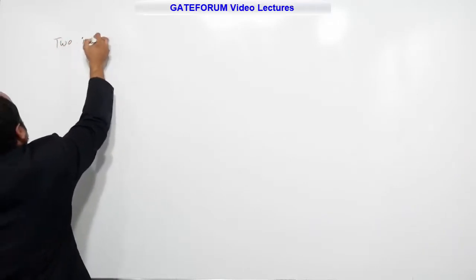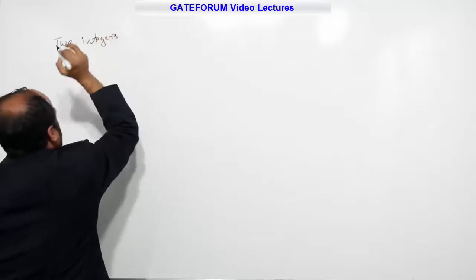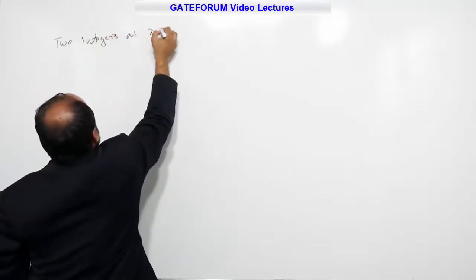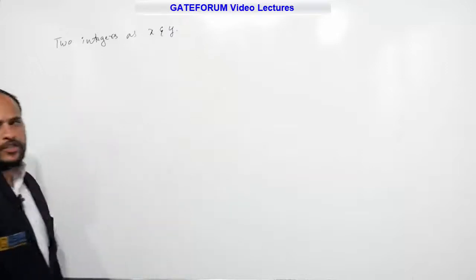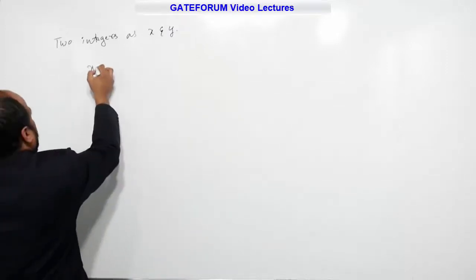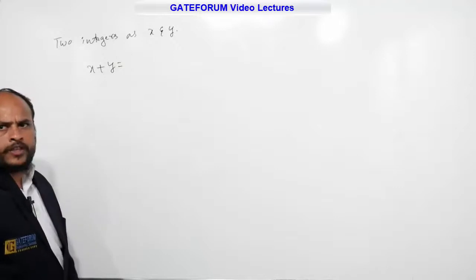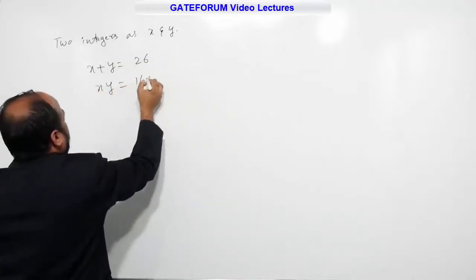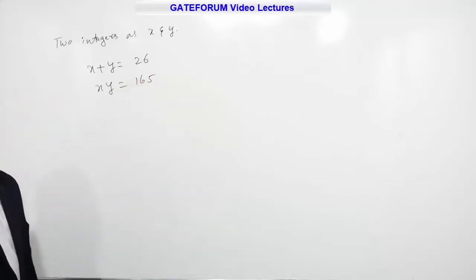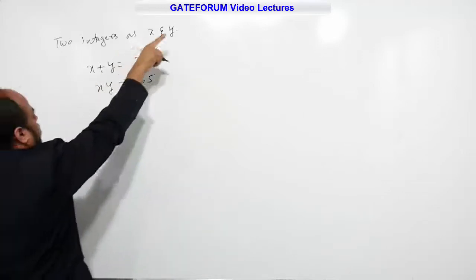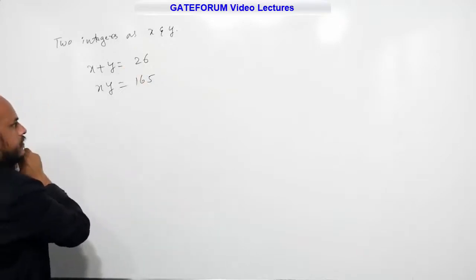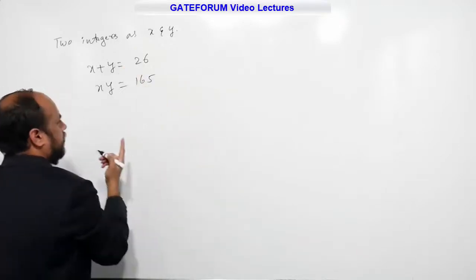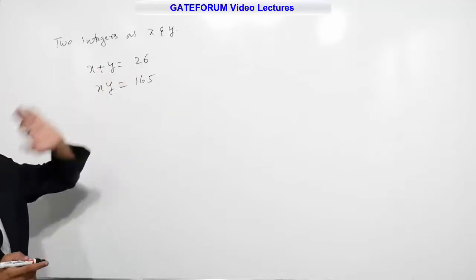Okay. Here, first we assume the two integers. Let us assume the two integers as x and y. So the sum of these two integers is given: x plus y is 26 in the problem, and the product, xy, is 165. Then we need to calculate the difference between the two integers. Here I will discuss two methods. The first method is trial and error, with which you can also get this answer.